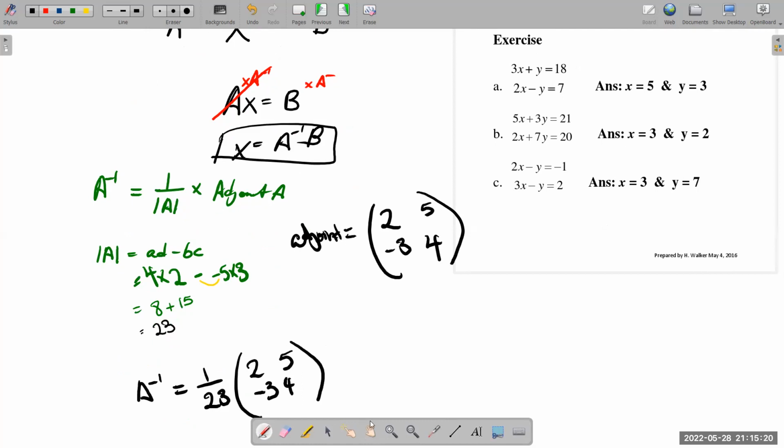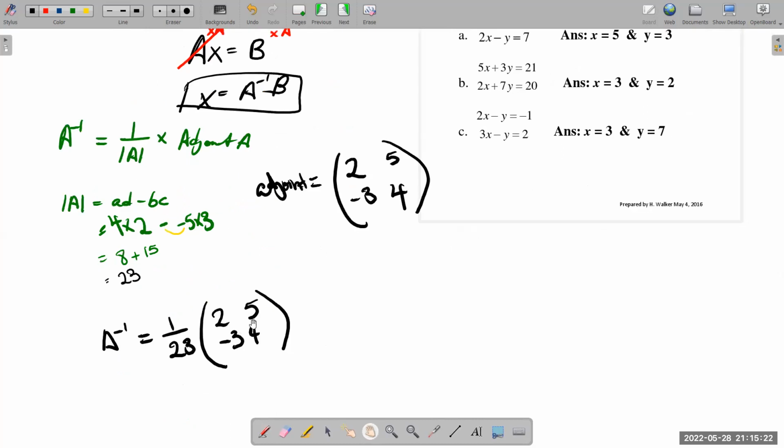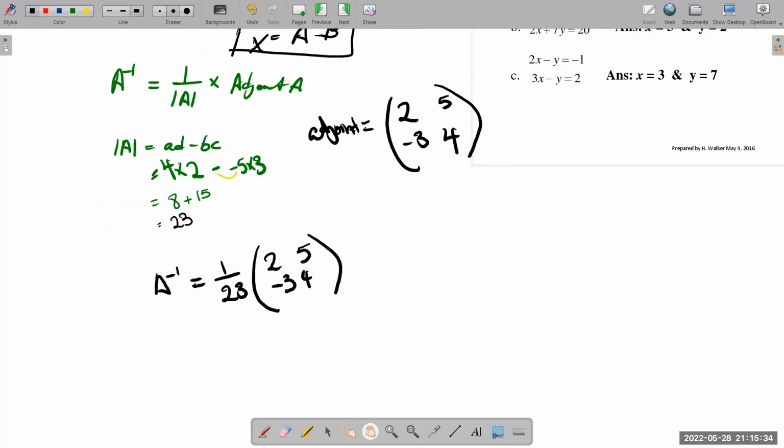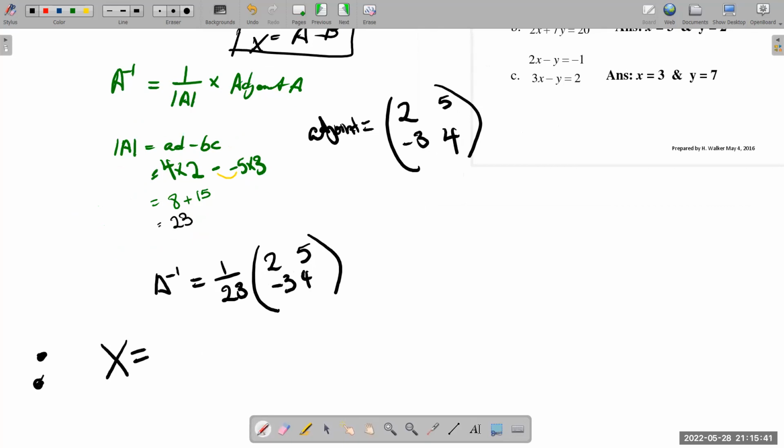So let me stop. Do I apply the 1 over 23 yet? Do I do that now? Is that a smart thing, or do we leave it like that for now? Because we know what we actually need to do in the long run. We've got to leave it like this because at the end of the day, we need to use it to multiply for X. Because X, and then you go back saying, therefore, X is equal to A inverse times B.